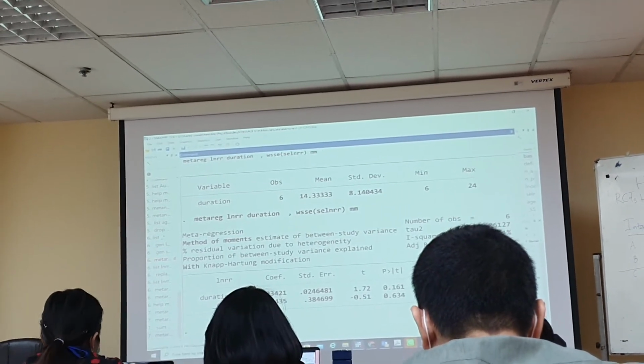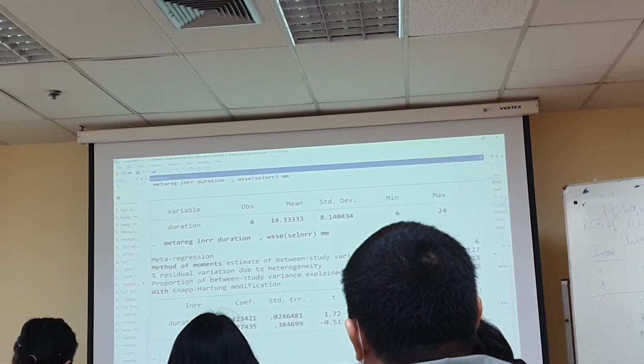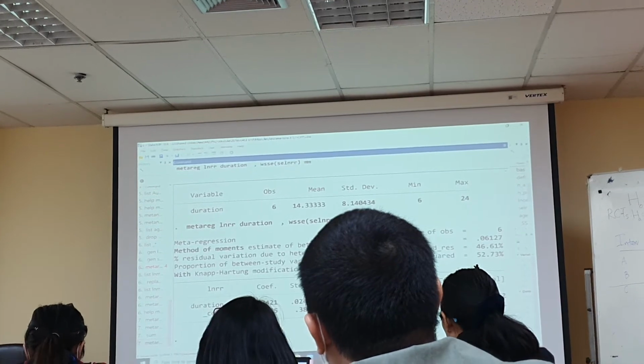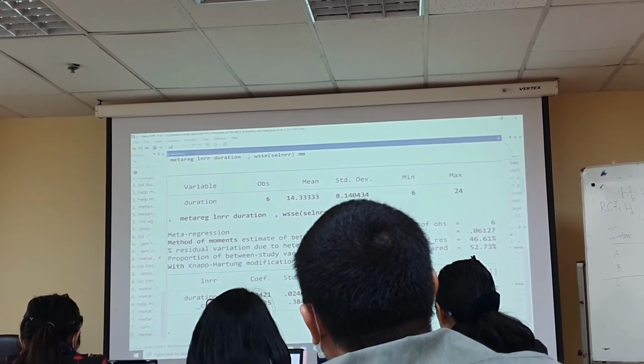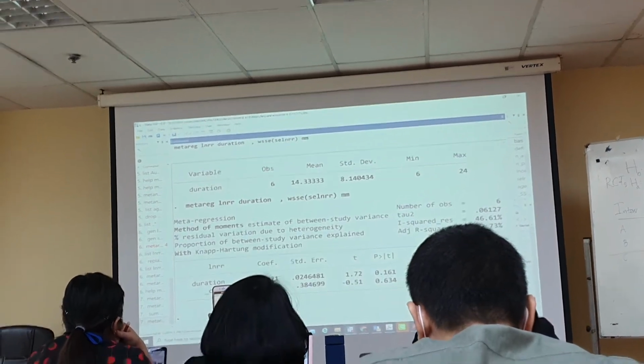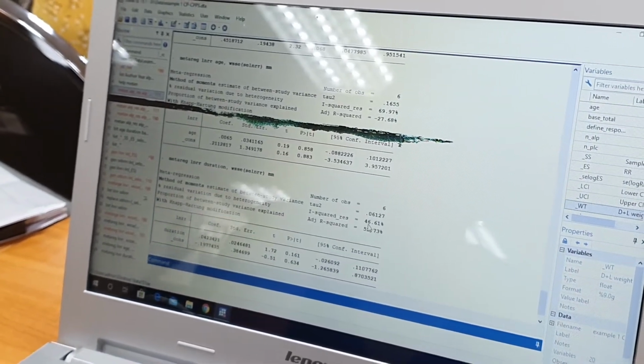46.6%, which is not too bad, not too high, but not too low either. Even though now the p-value of the coefficient of duration is not significant, that is okay. But at least the I-squared is decreasing, approximately about 20% now. So let's explore further.